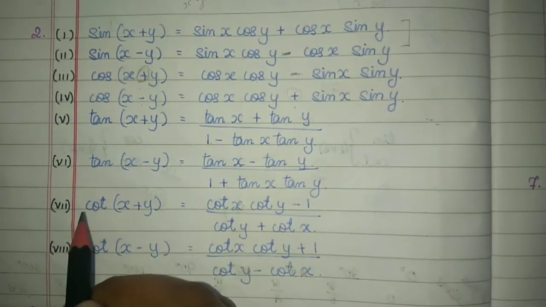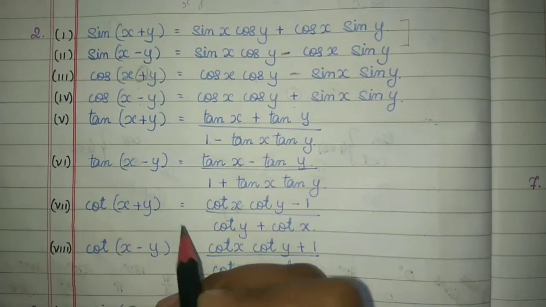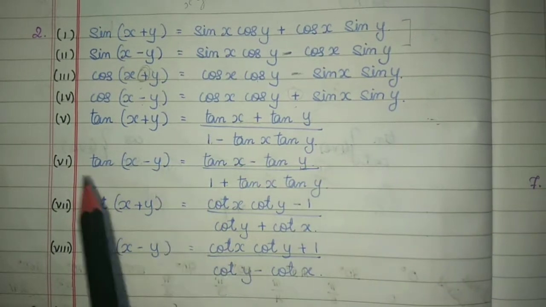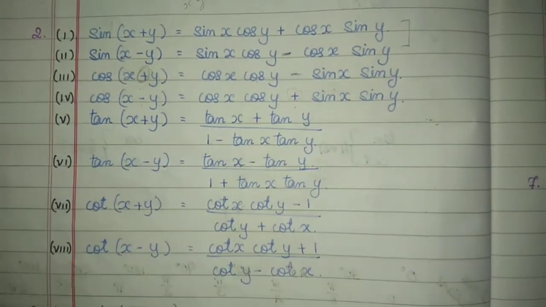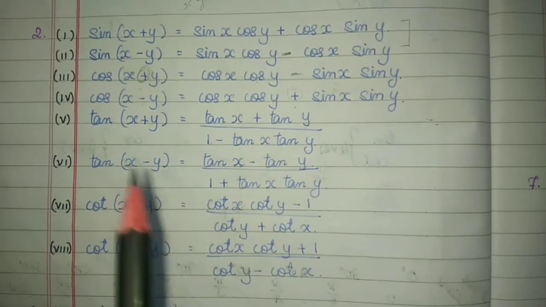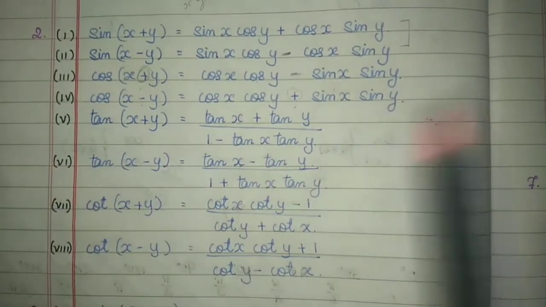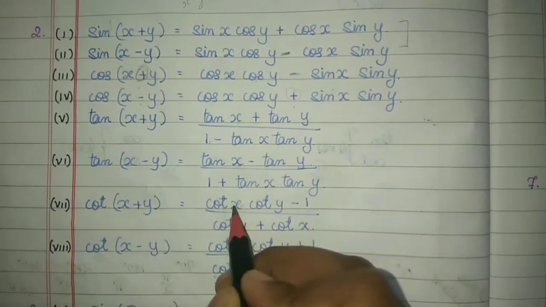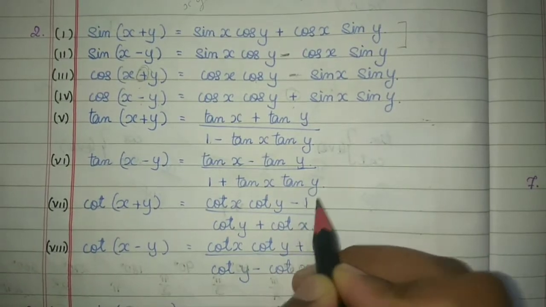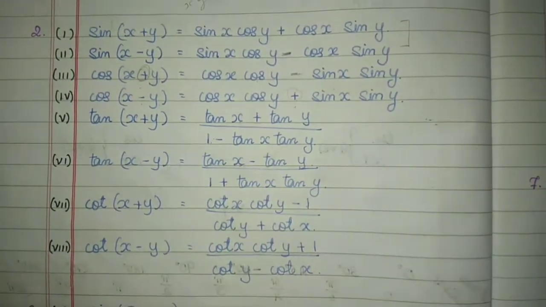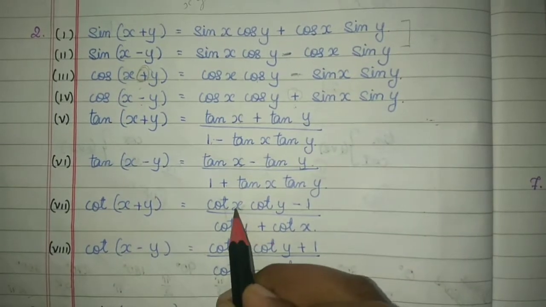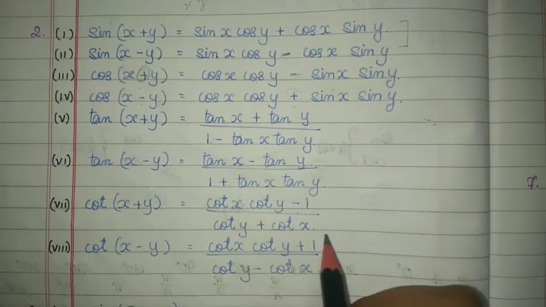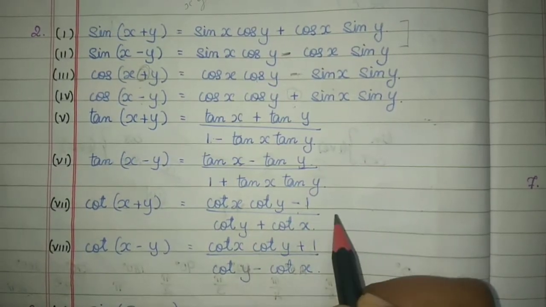And for cot x plus y, as we saw, sin and cos were totally different, so here also there is a slight change. It is not totally different, but still there are slight changes. So tan and cot are just reciprocals. See, cot x plus y will be cot x cot y minus 1. Here it was 1 minus tan x tan y in the denominator, but in the numerator we will have cot x cot y minus 1 divided by cot y plus cot x. You can have it as cot x plus cot y also.